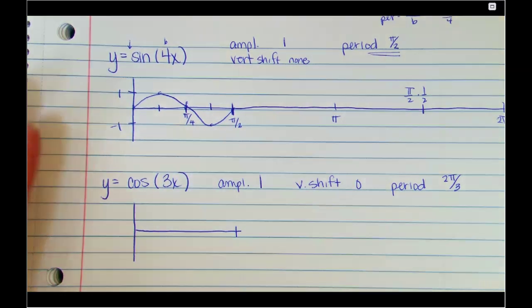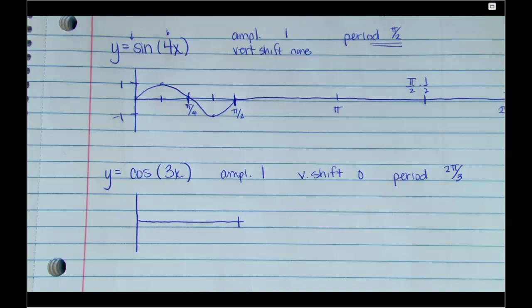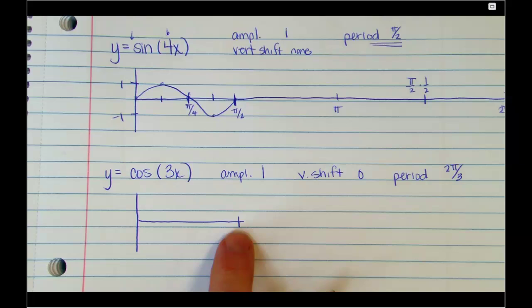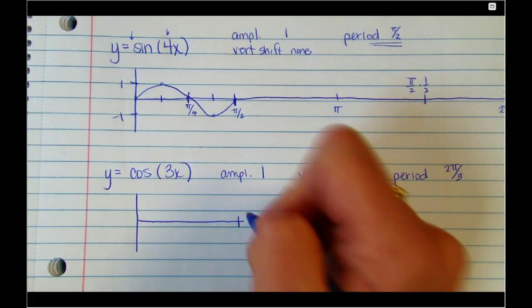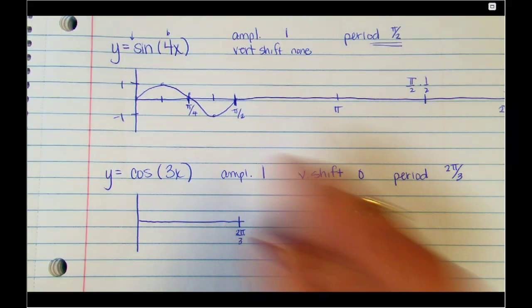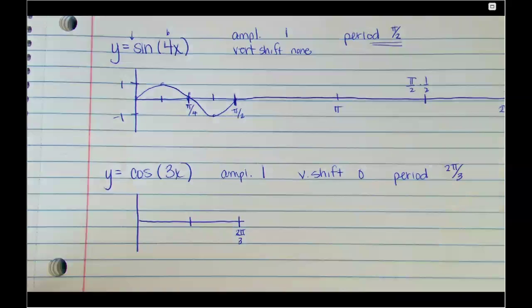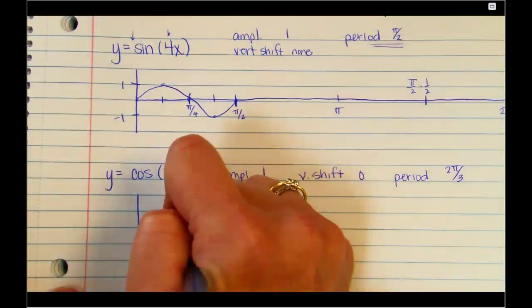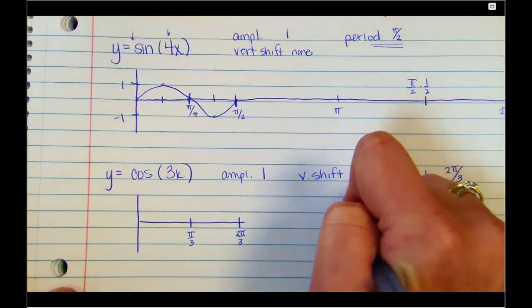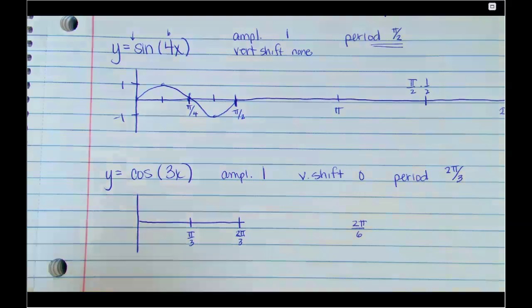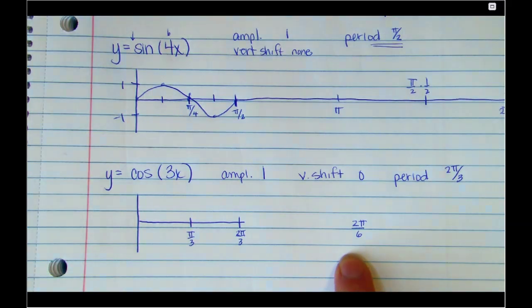The thinking comes when you're making the graph. What's the end of one complete cycle? 2 pi over 3. Now, the worst part, I swear to you, is what's halfway? Which is pi over 3. So you said 2 pi over 6, which I agree with. It's correct, but you have to reduce that.